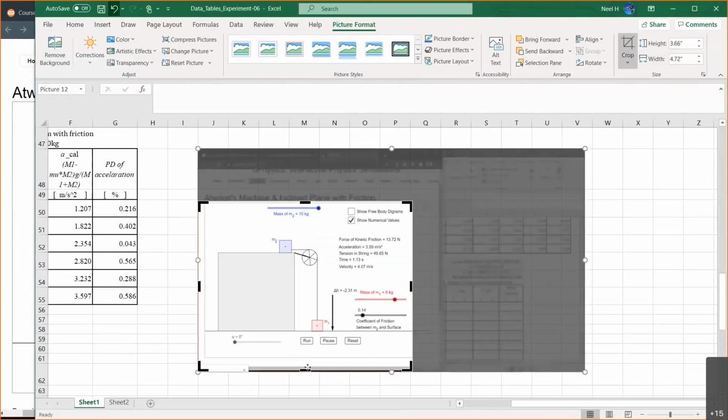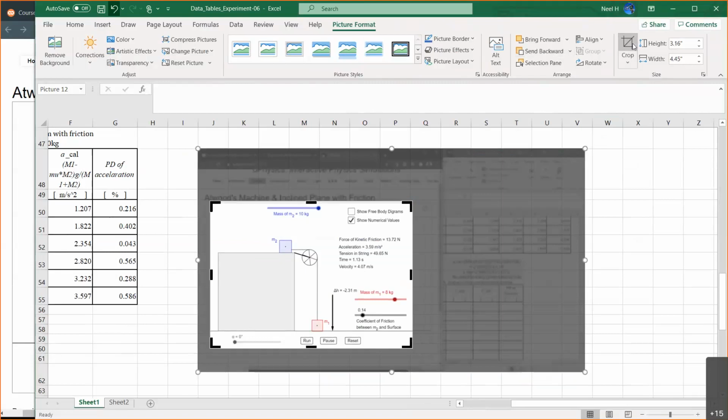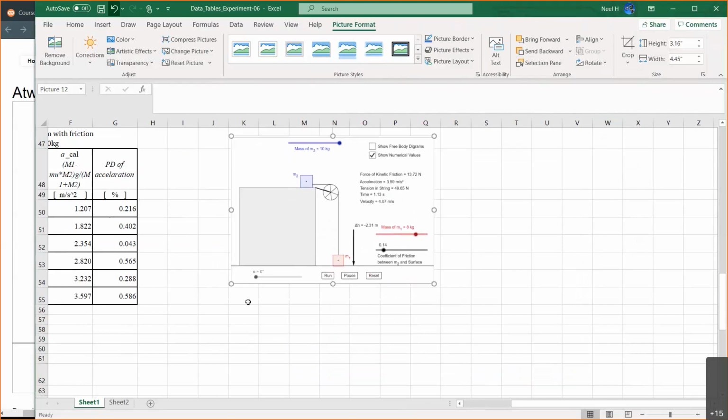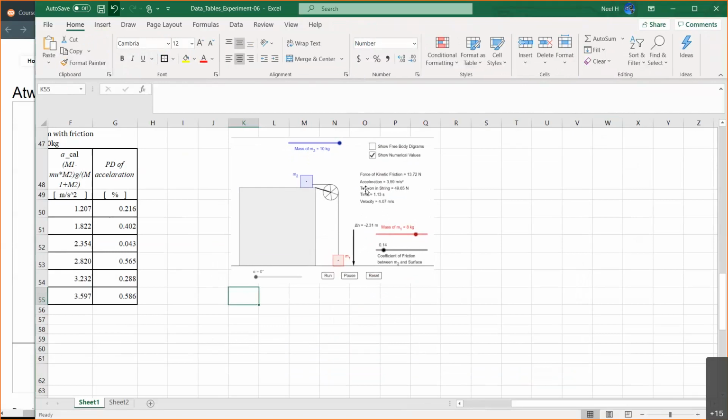Let's get rid of anything unnecessary, and then that's our simulator. If you have a new picture, make sure you name it, and this picture should go into your procedure section. This is going to be figure 2. Figure 2 should now be: simulator for analysis of Newton's laws with friction. Okay, question.